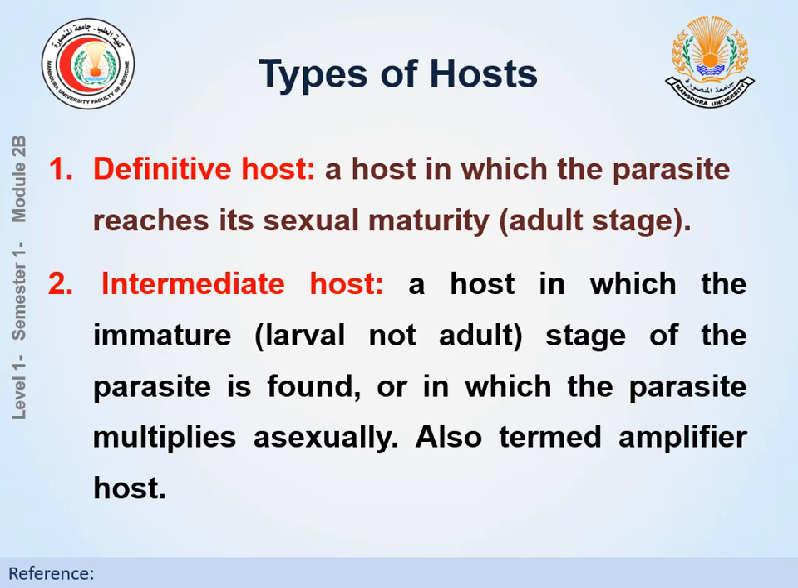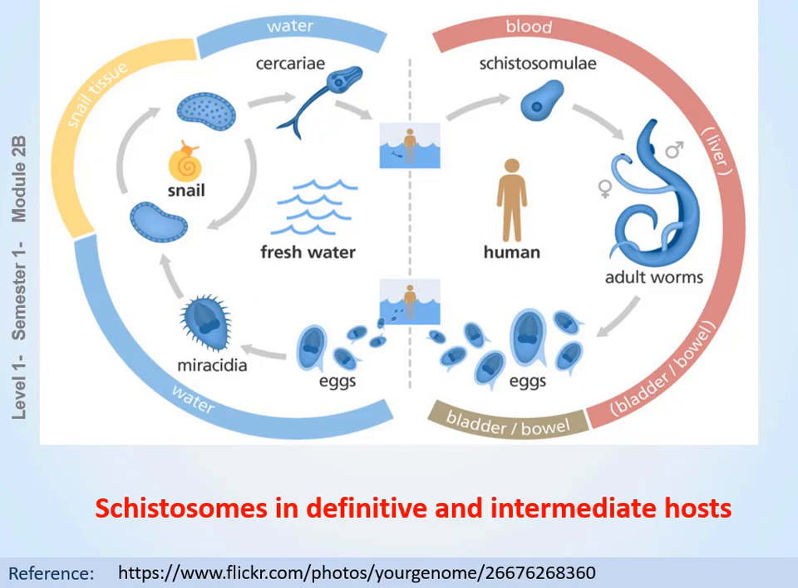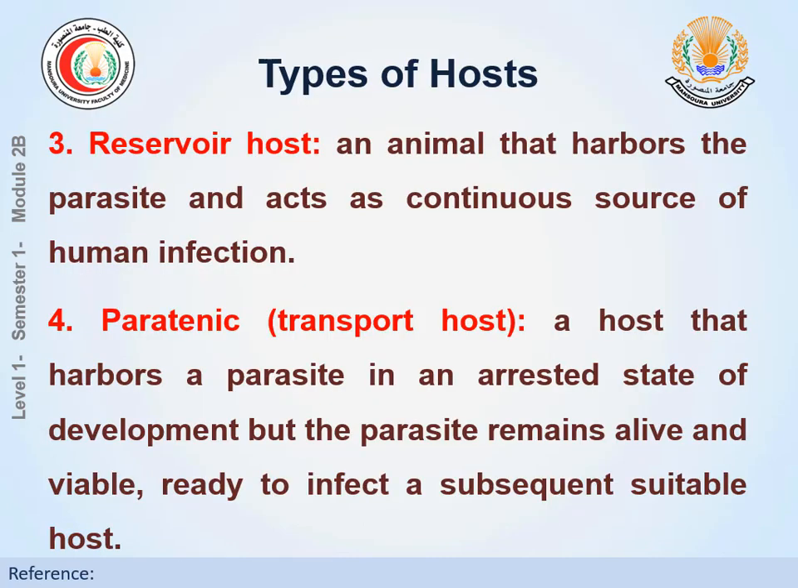Now, let's move to the host, the other member in parasitism. The parasite passes through several young larval stages before reaching the mature adult stage. The host or hosts carrying the immature larval stages of the parasite is called the intermediate host, while the host carrying the adult parasite is the definitive host. The reservoir host is an animal that carries the adult parasite and should be considered in parasite control as it passes infections to humans. The fourth type is the transport host.